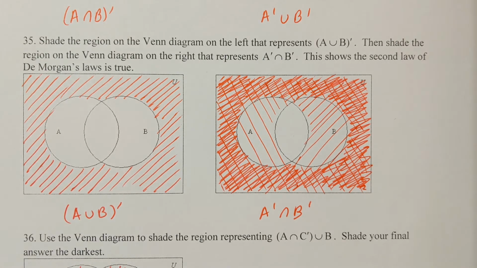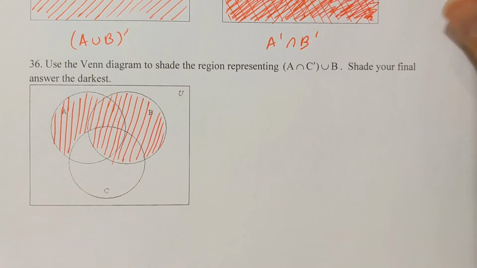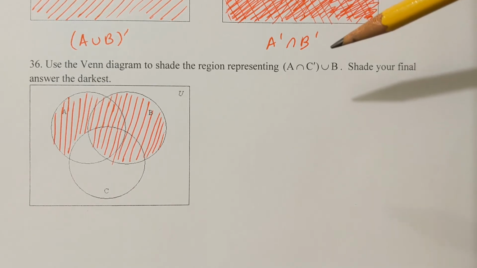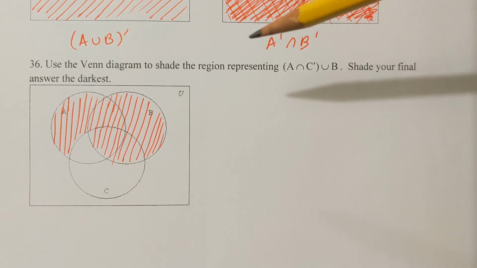Okay, De Morgan's laws can be handy to use on occasion if you can see them. Problem 36 is where I want us to use the Venn diagram to shade the region representing A intersect C complement union B complement. Shade your final answer the darkest.